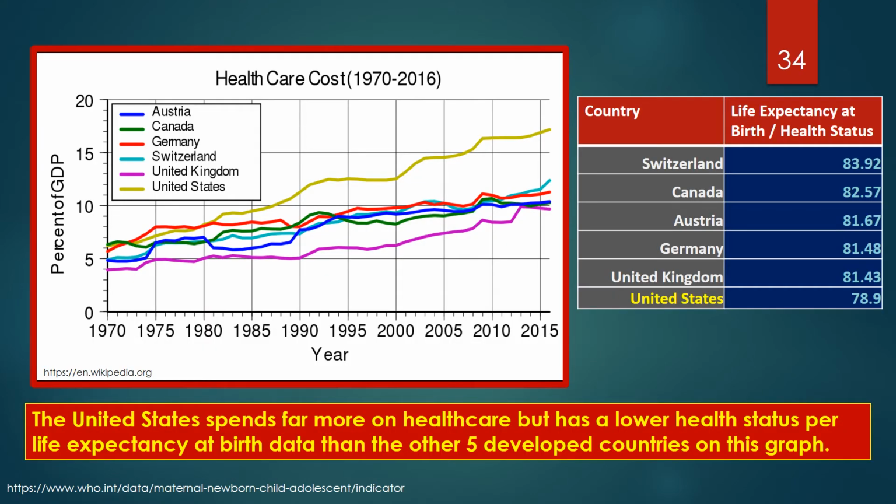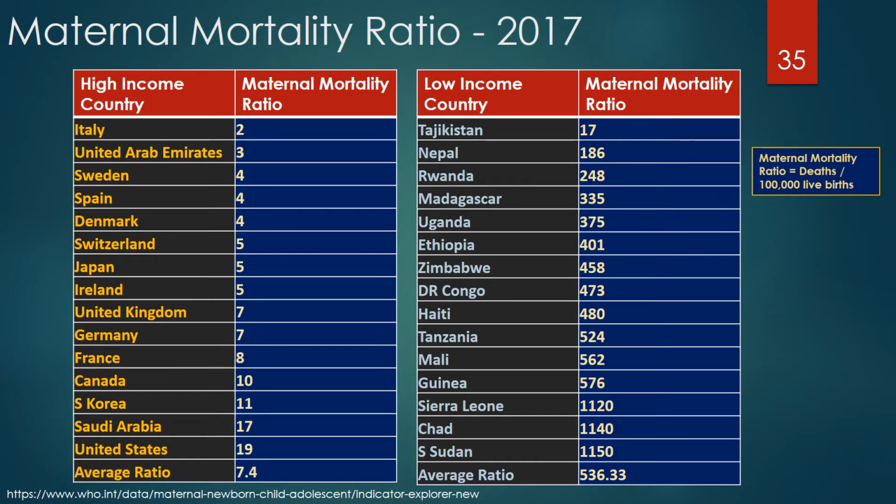This graph shows the percent of gross domestic product, GDP, spent on healthcare for 6 countries: Austria, Canada, Germany, Switzerland, the United Kingdom, and the United States. The United States spends far more on healthcare, but has a lower health status per life expectancy at birth data than the other 5 developed countries on this graph. These tables are dramatic examples of the disparity of maternal mortality ratios for 15 high-income versus 15 low-income countries.